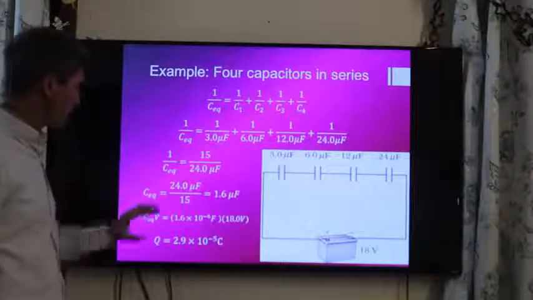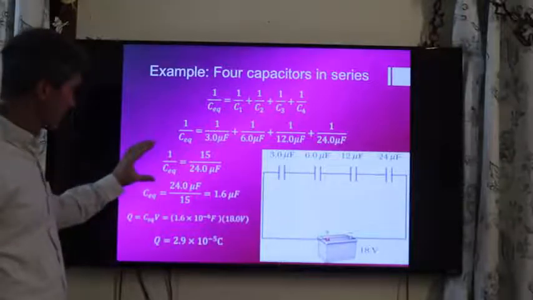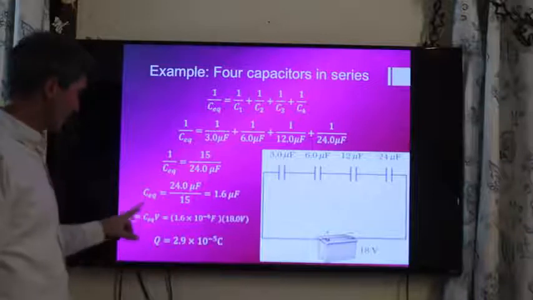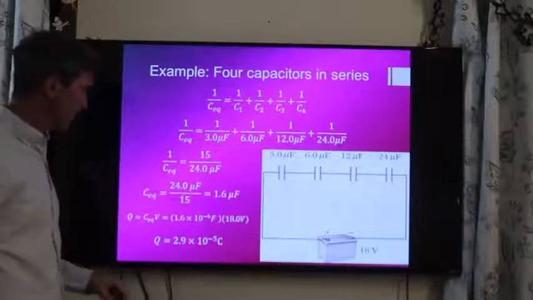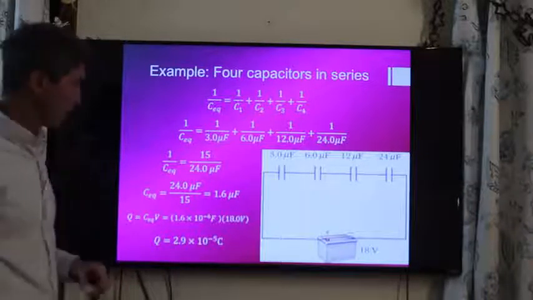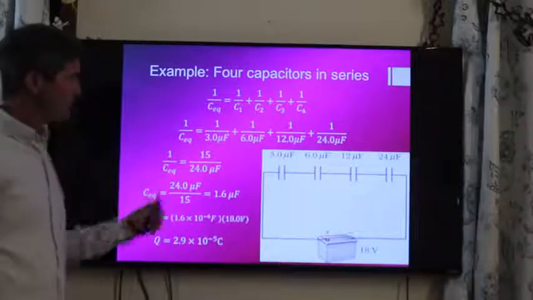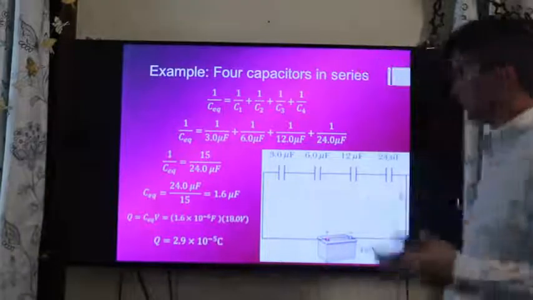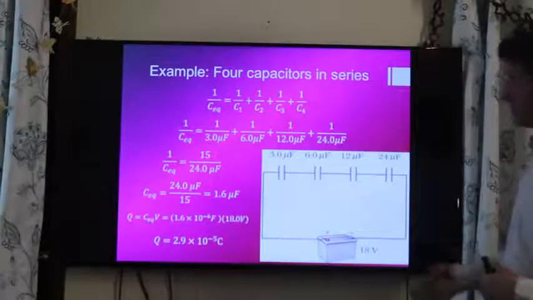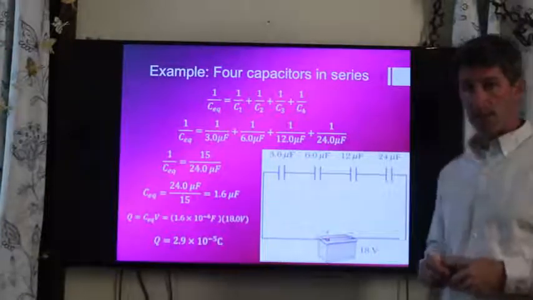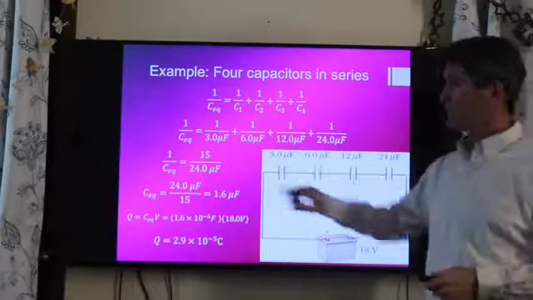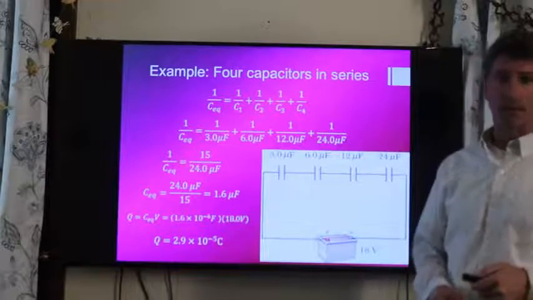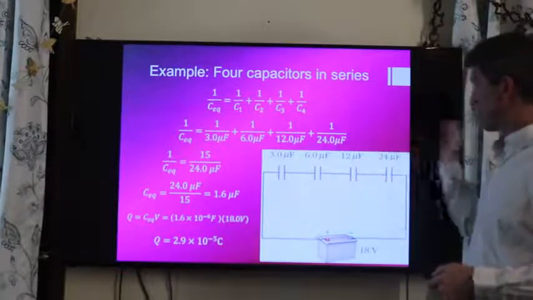That's 1 over the equivalent capacitance. We take the reciprocal of this because we want the equivalent capacitance. We don't want 1 over the equivalent capacitance. That's 24 over 15 or 1.6 microfarads. So these 4 capacitors in series actually store less charge than each individual one would if it were connected to this battery. So in this case, 1.6 microfarads is less than 3, 6, 12, and 24.